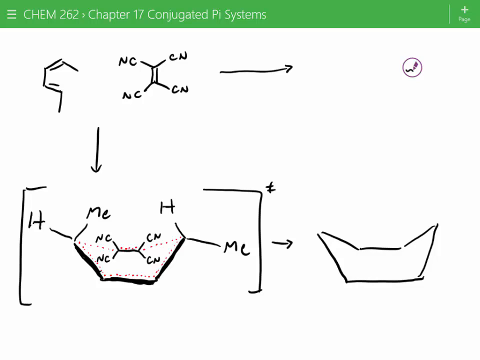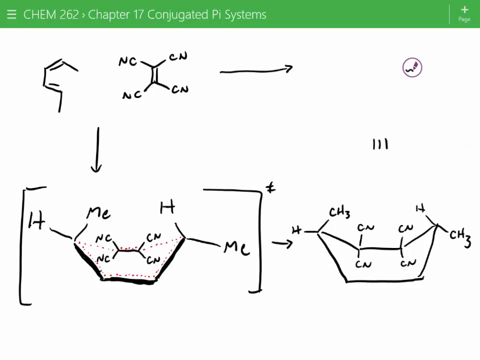So we've got a cyano group pointing out here, here, here, and here. We've got a methyl group pointing here, a hydrogen pointing here, then a hydrogen pointing over here, and a methyl group pointing down here, right?